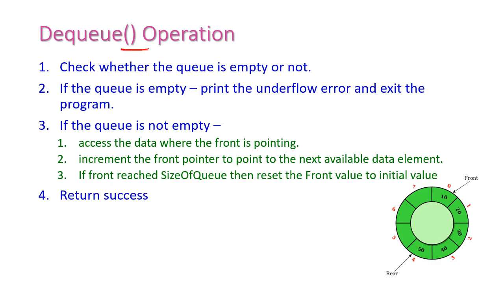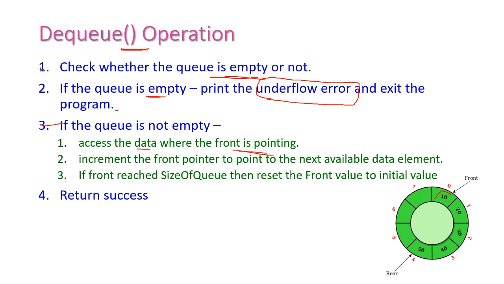The next one is the dequeue operation. The dequeue operation is used to delete an item from the queue, right? See, before deleting any item, we need to check whether the queue is empty or not. If the queue is empty, then print an underflow error. Okay, because the queue is already empty, we cannot delete an item. Then exit the program.